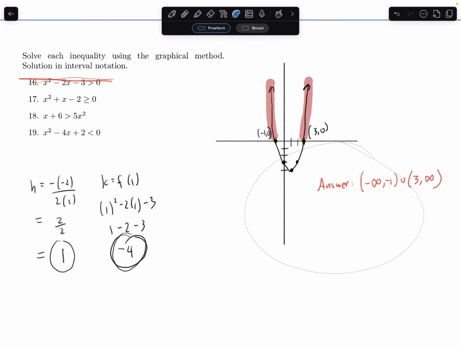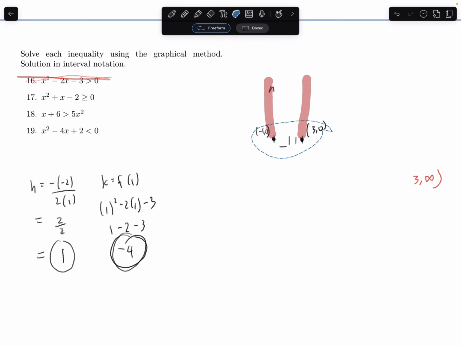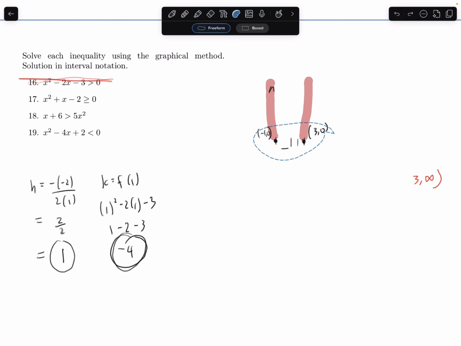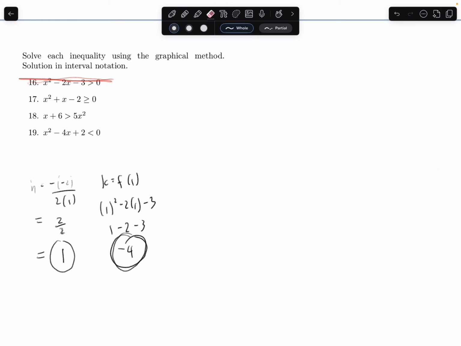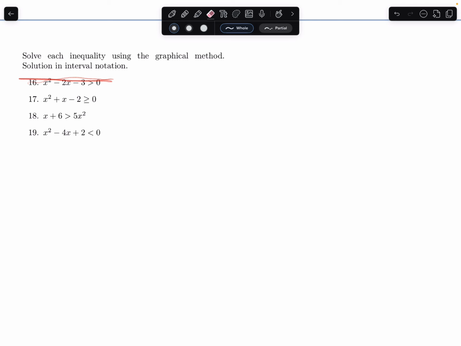Let's try to see if I can wrangle some of these guys and delete them. Oh, no, too close. Okay. Okay, on to number 17. Okay, 17, same idea here.